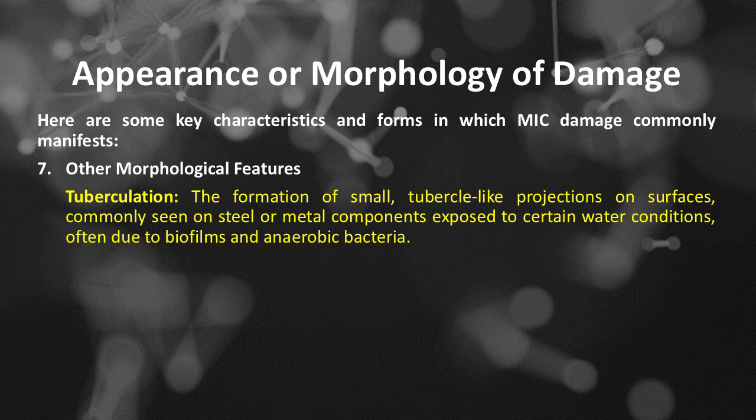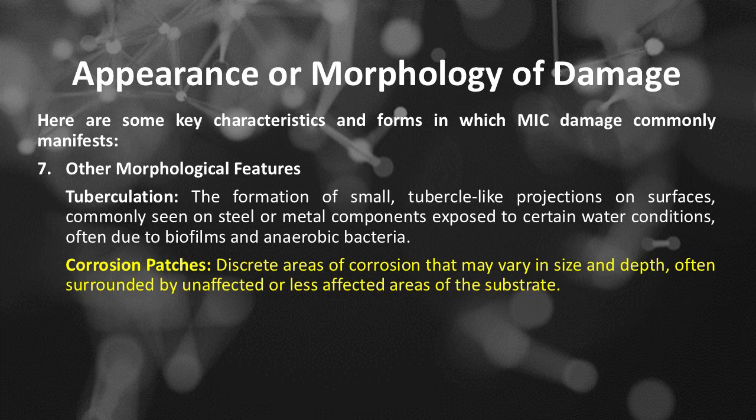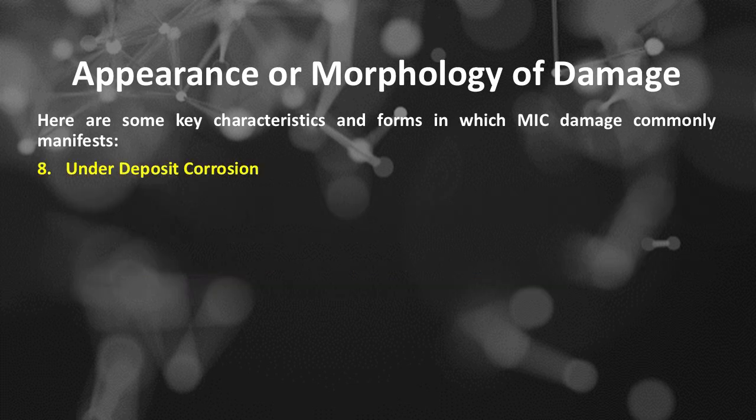Tuberculation: the formation of small, tubercle-like projections on surfaces, commonly seen on steel or metal components exposed to certain water conditions, often due to biofilms and anaerobic bacteria. Corrosion patches: discrete areas of corrosion that may vary in size and depth, often surrounded by unaffected or less affected areas of the substrate. Number 8 is under-deposit corrosion.